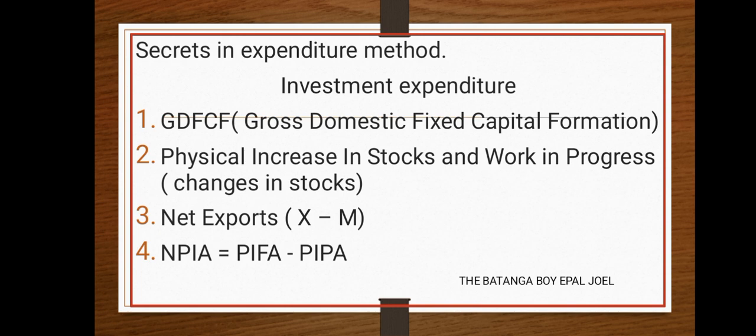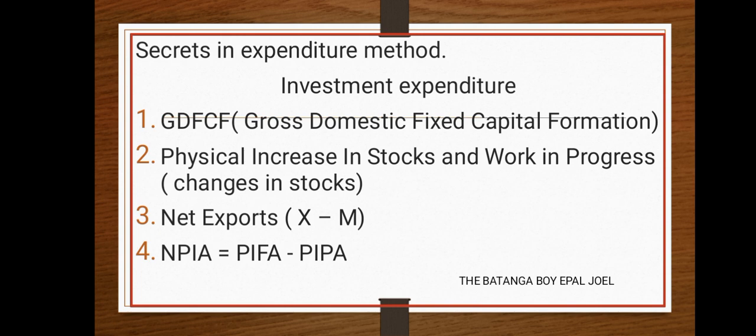So now, to get what we call the changes in stock, don't be confused. The value can be negative, because you have to take the stock in December minus the stock in January to get the value of changes in stock. Then you add it to the value of gross domestic fixed capital formation. That is how you get the value of investment.